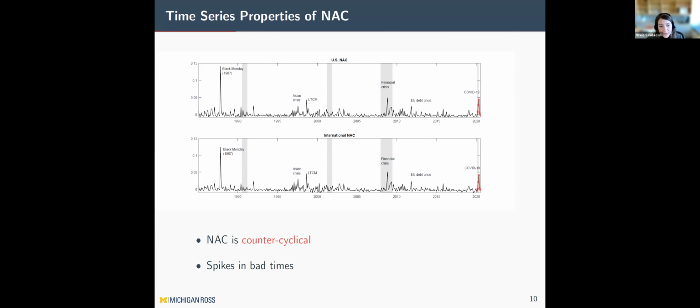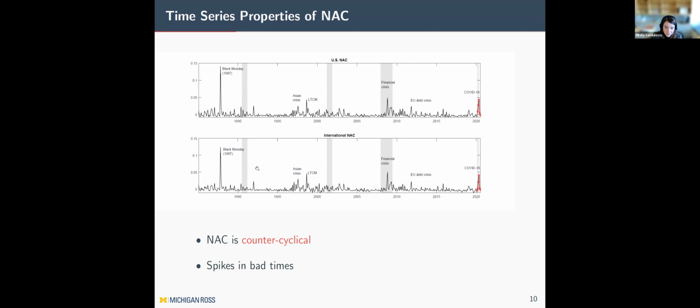So what does it mean? It means that especially during those bad market times, the linear model is going to perform worse, right? Whereas whenever this NAC is going to be close to 0, it follows that the linear model is going to provide a good approximation of the return data.